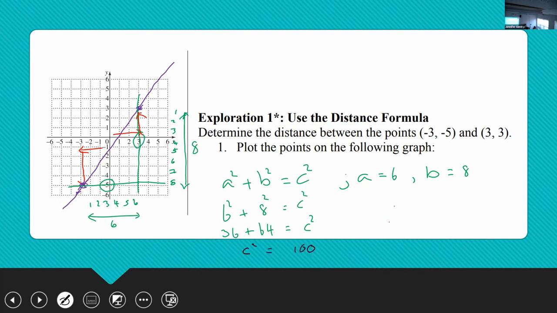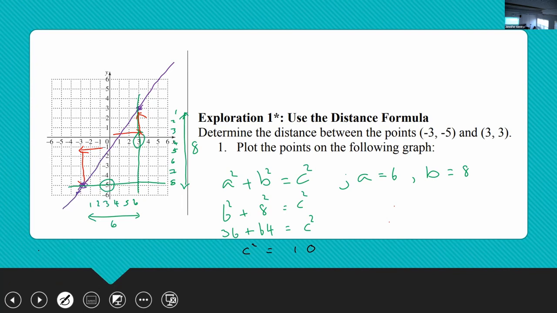What do you have to do still? Does it matter which one I choose to be A or B? No, because you're adding them, so it doesn't matter. It just can't be opposite of the right angle. It has to be either that one or that one. The length squared is equal to 100.